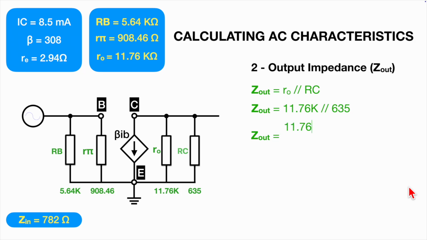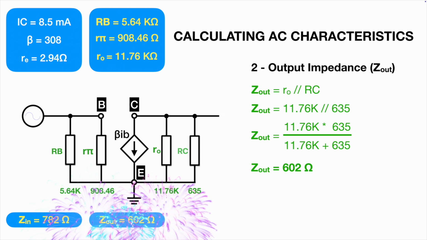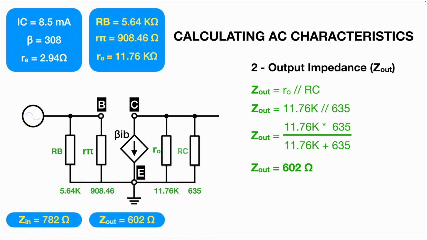So Z out then is exactly the same. You multiply them, then you divide it by the sum of them, and that gives us an output impedance of 602 ohms. Fantastic. So let's put that down here as well. So with the input impedance, we've got the output impedance.